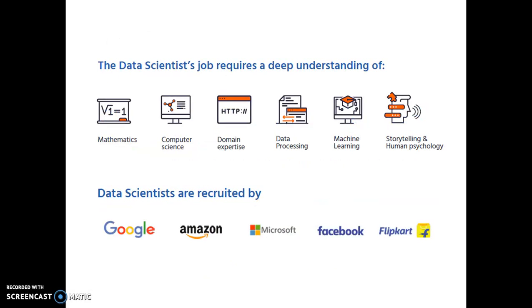So what does the data scientist job require? It requires mathematical skills, computer science, domain expertise, data processing knowledge, machine learning knowledge, and there should be an art of storytelling and reading human psychology. So data scientists are recruited by big companies like Google, Amazon, Microsoft, Facebook. Now these are also going to expand into small and medium companies also.